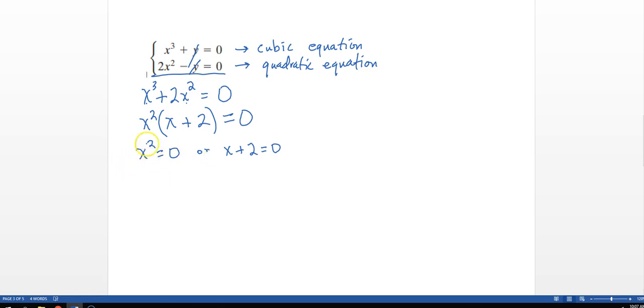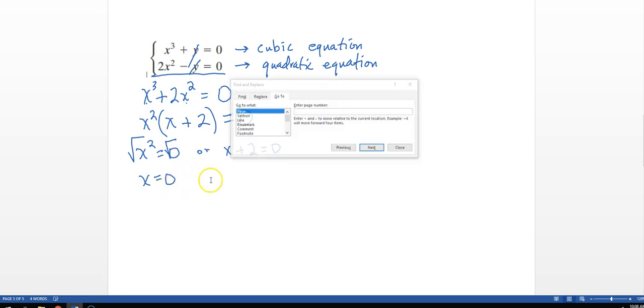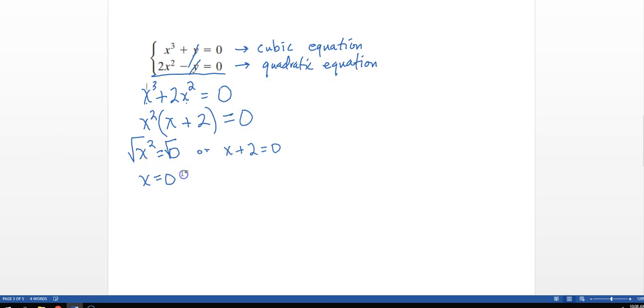And if x squared equals 0, then that means x is equal to 0, because I square root both sides. But x equals 0 has multiplicity 2. So that tells us that it's going to just touch the graph instead of crossing the graph. Or x is equal to -2.